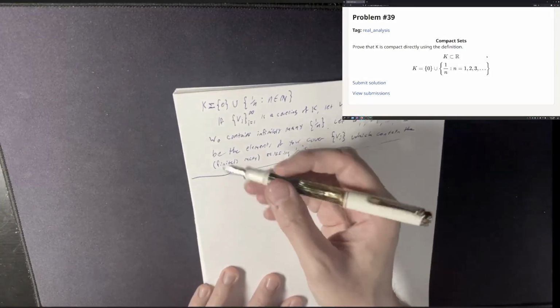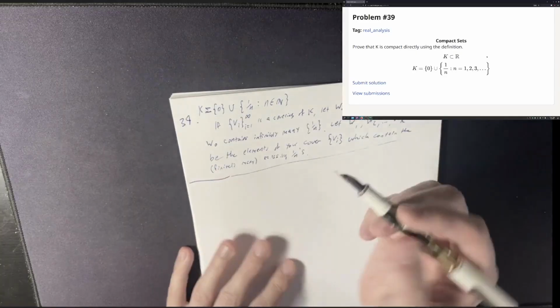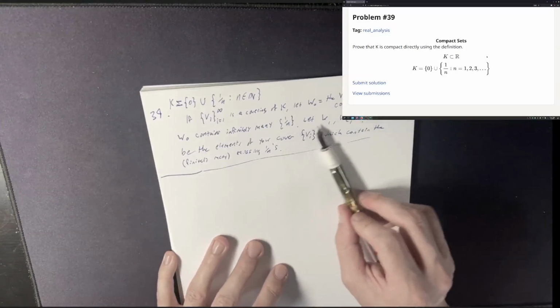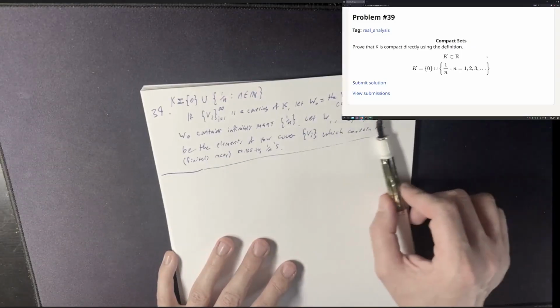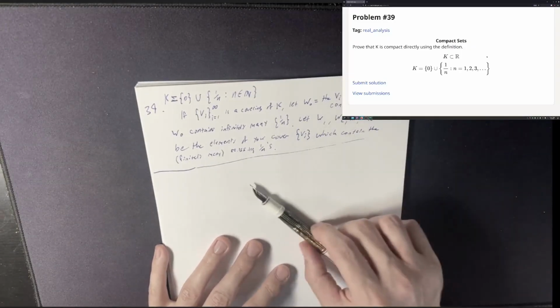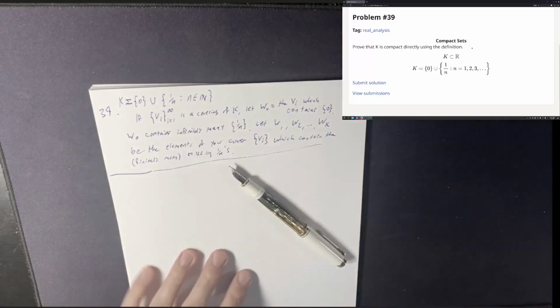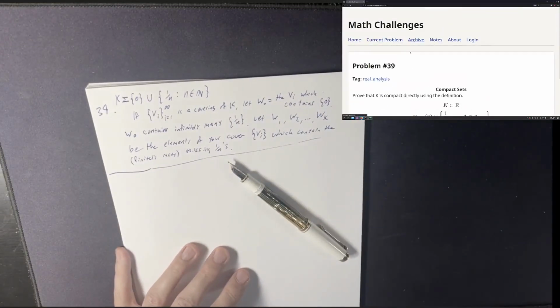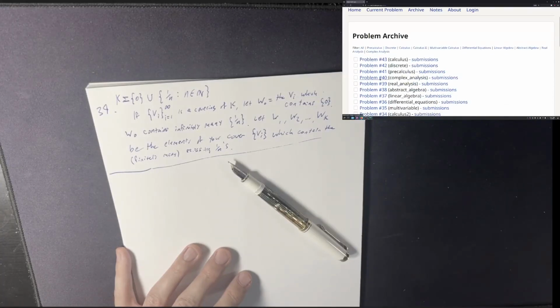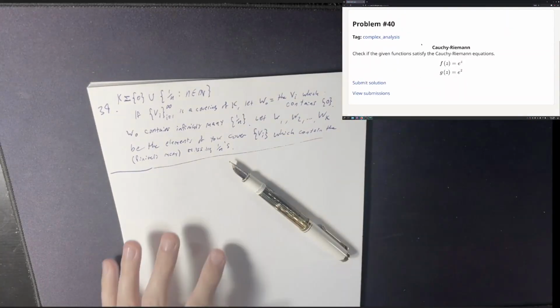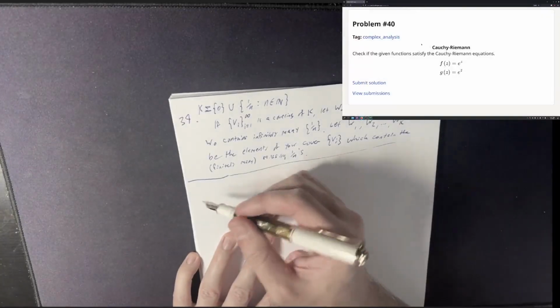There's only finitely many left over, and so you've got a finite set left over. So W_0 union W_1 through W_K. That's my new finite cover given an infinite cover. That's that for that real analysis problem. More like a topology problem, I suppose, but all right. Here's a complex analysis question.